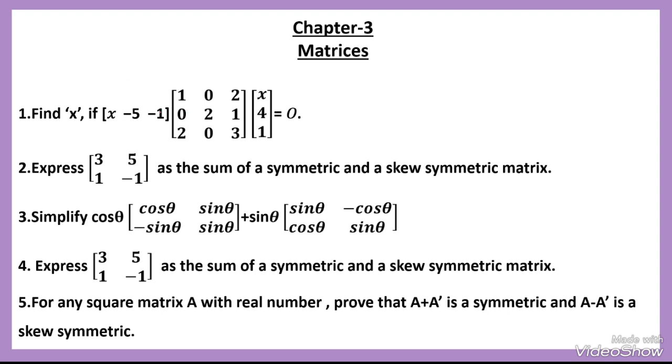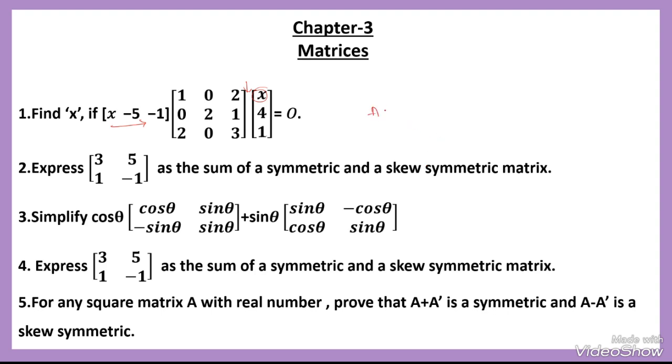So there is a multiplication. Here we have to multiply this matrix with this matrix. After multiplication, you will get the x value. Here, express the matrix as the sum of symmetric and skew symmetric.